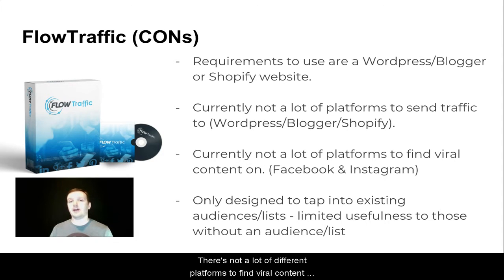There's not a lot of different platforms to find viral content on as well. So currently it's limited to Facebook, as you saw, and Instagram, actually, and as mentioned, Pinterest and Imgur as well. But there are a lot of viral tweets and maybe less viral, but still viral content on things like LinkedIn. So it would be nice if this also included those. But as it stands, it's still a very, very strong functionality of FlowTraffic to be able to go find that viral content.